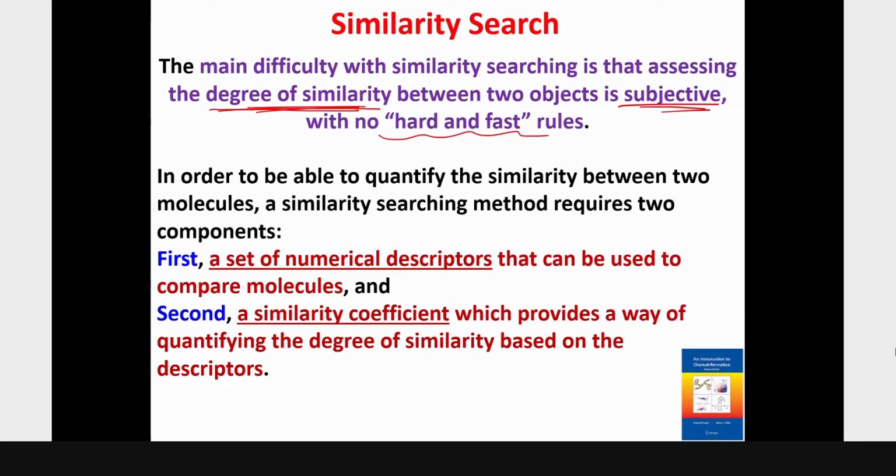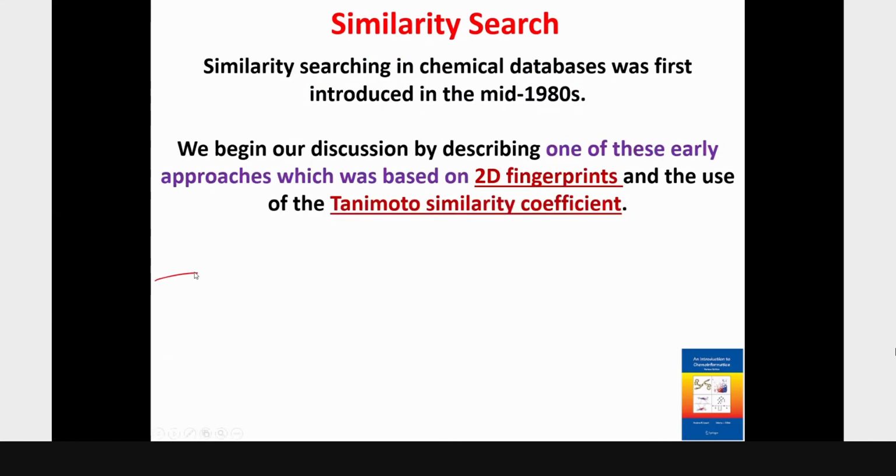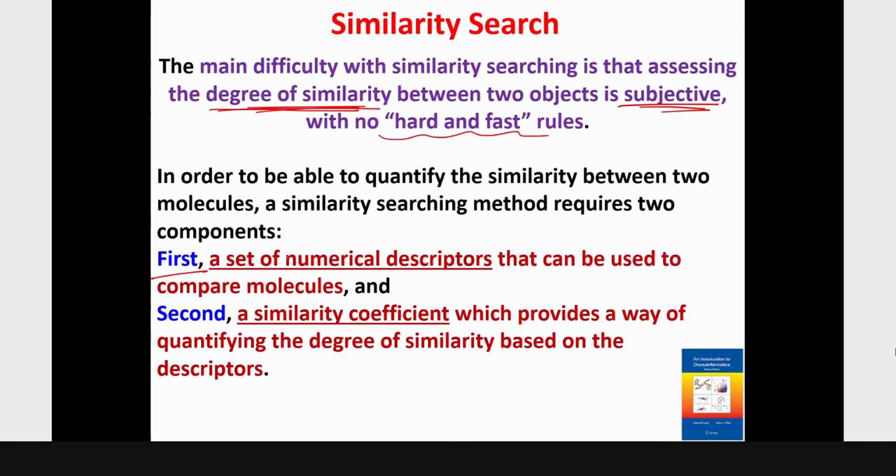When you want to talk about similarity, you want to evaluate two things. The first thing is that you are going to evaluate some descriptors. Like earlier I talked about a descriptor, which describes the molecules in terms of some numbers. In this particular case, we are going to use only some specific descriptors. Once you know the descriptor, you come up with some degree of similarity, which is called a similarity coefficient, which is calculated based on these descriptors, and you can then rank the compounds.